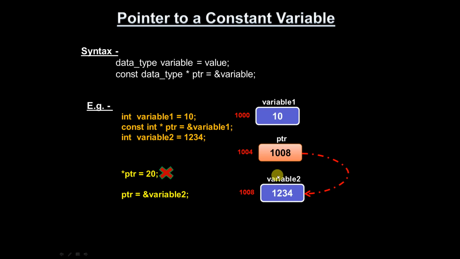Okay, you cannot modify it. I'm repeating once again. When you have a pointer to a constant, wherever the pointer is pointing, that particular memory location value will be treated as a constant. So you cannot modify that. But you can make your pointer point to some other variable. That is allowed, like this, ptr equals to address of variable 2. This is allowed. This is not allowed. This is a compile time error.